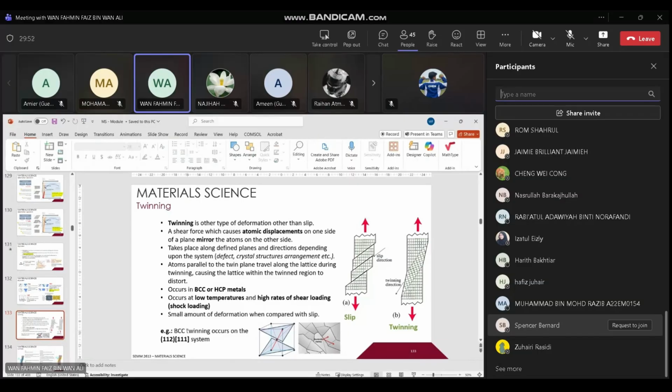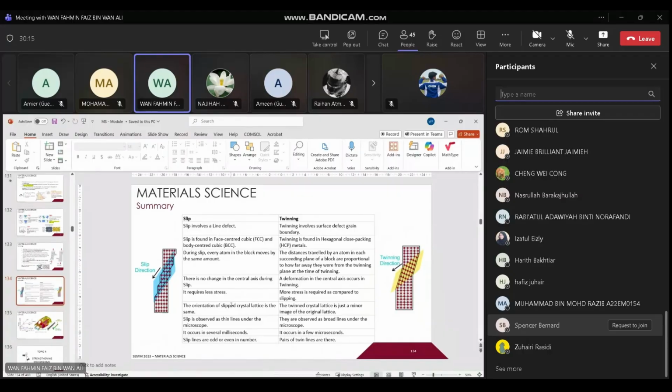For example, BCC twinning occurs on the 112 planes with one direction. If you have your cubic structure, you can see this is how it goes through. It's symmetrical, like a twin or mirror. All right, then this one is a comparison.